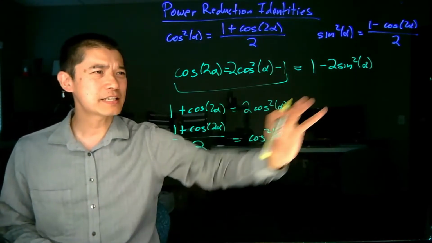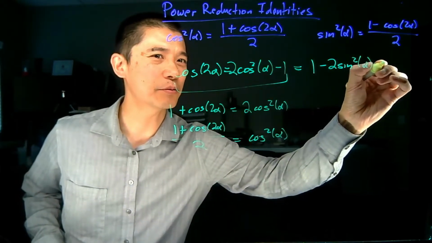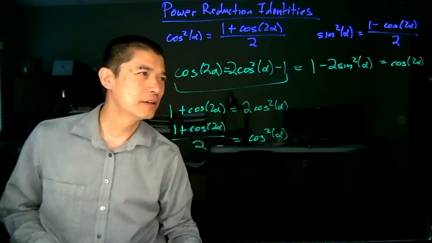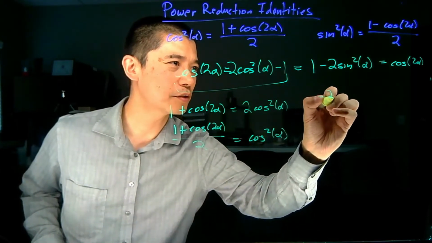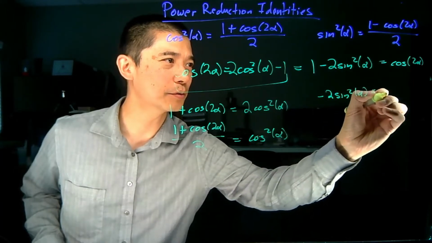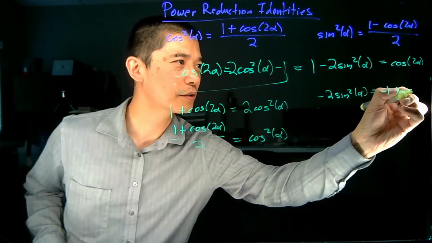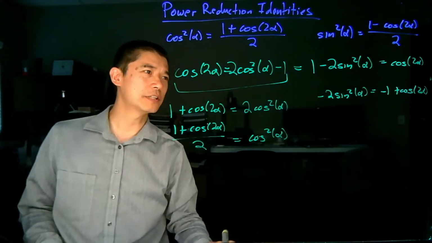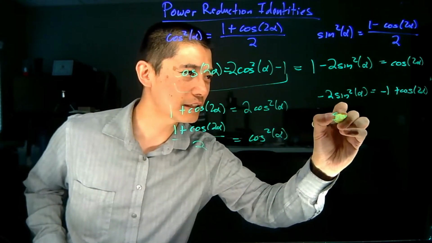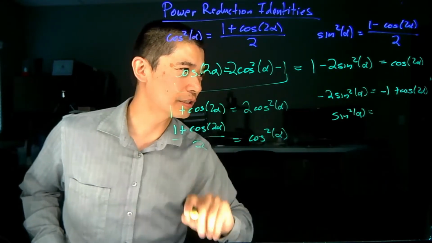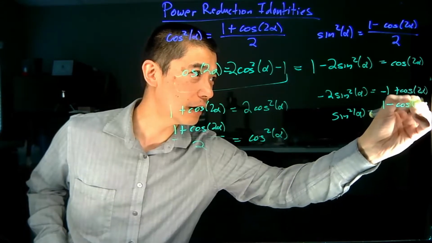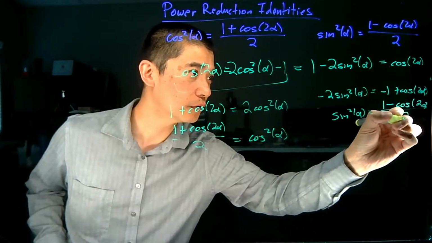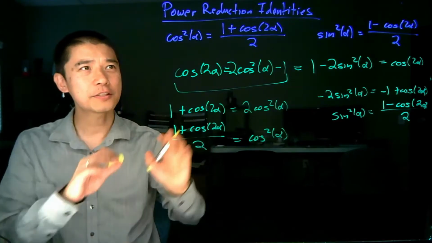And pretty much the exact same thing happens on the other side. So if this is set equal to cosine 2 alpha, and we want to isolate the sine squared, we're going to subtract 1 from both sides. So negative 2 sine squared alpha is equal to negative 1 plus cosine 2 alpha. We're going to divide by negative 2 to get sine squared alpha is equal to, let's see, we'll distribute the negative sign, so it turns into 1 minus cosine 2 alpha all over 2. And so this is the derivation of the power reduction identities.